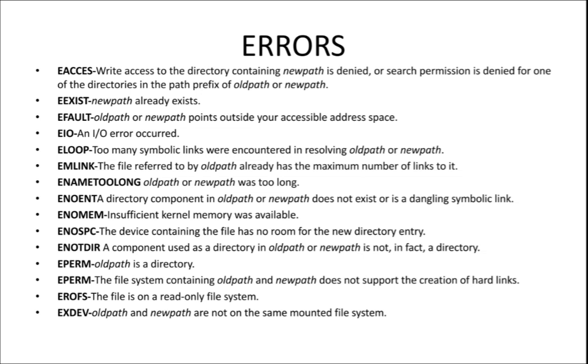Next, the file system containing old path and new path does not support the creation of hard links. So this file system is not going to support creation of hard links. Then this error, that is EPERM, the same previous error, will be displayed. So it does not support the creation of new links. So many different file systems are there, right? Any particular file system that is not going to support the creation of hard links is going to display the error as EPERM.